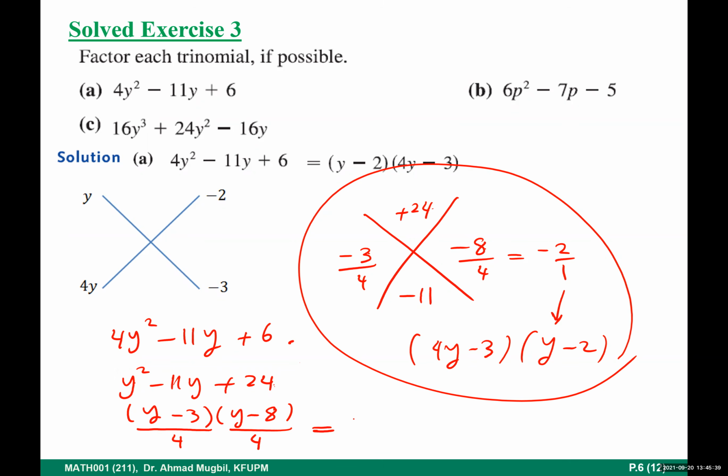Now, what will it be? Y minus 3 over 4. And this will be, of course, let me write it this way. Usually, we divide just this one, the coefficients, by 4. And here we will have y minus 2. Okay. Now you will multiply, make it a single fraction. It will be 4y minus 3 times y minus 2, which is the same.